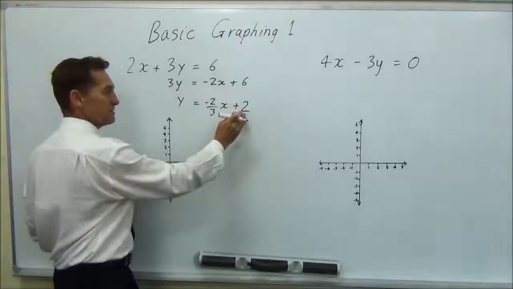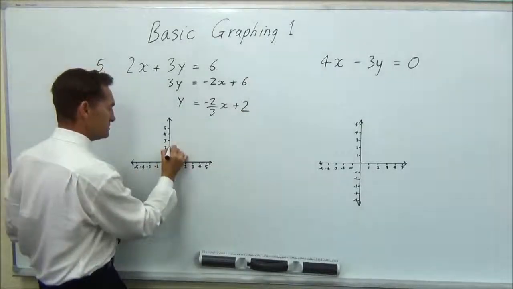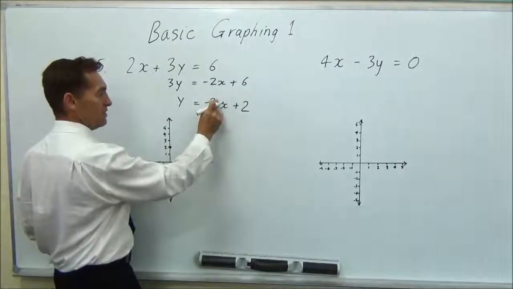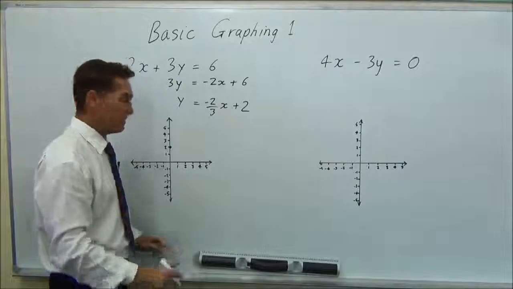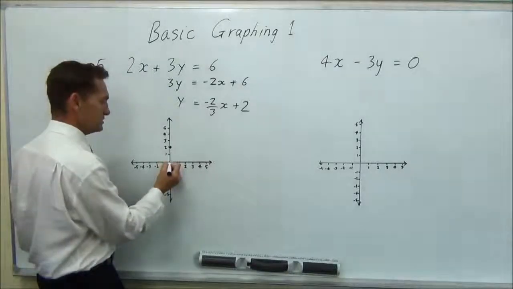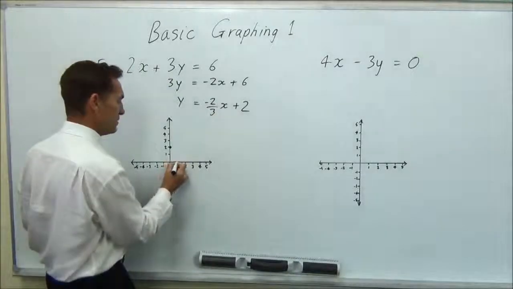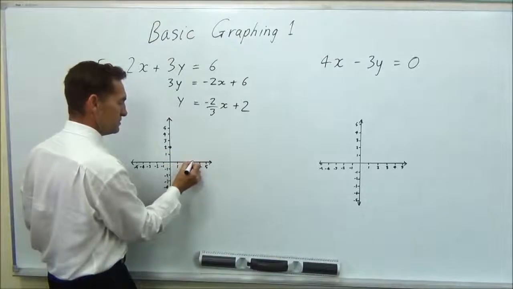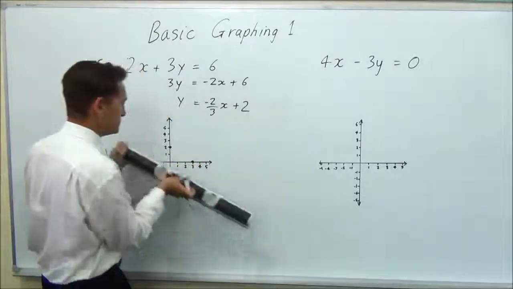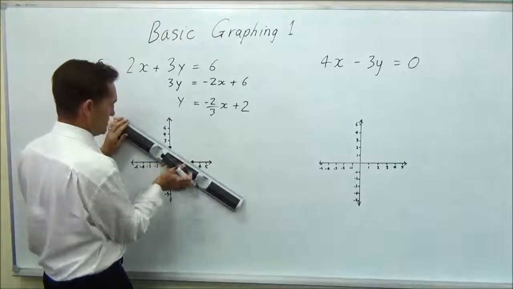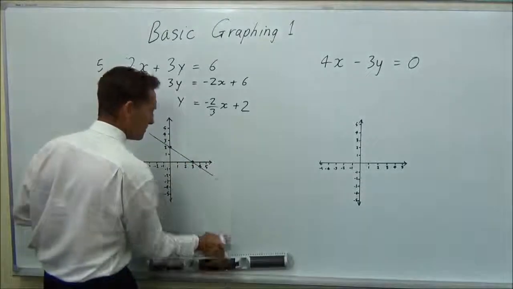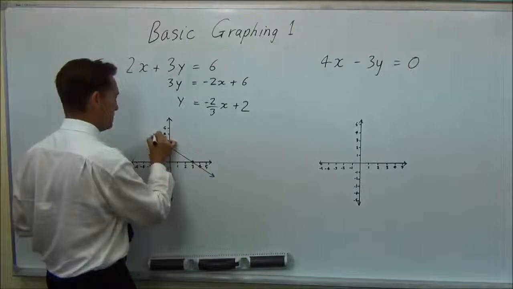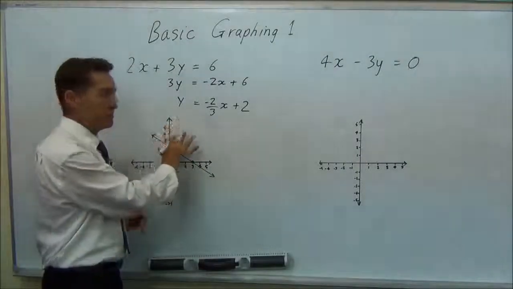Now you look at 2, put a dot at 2, same as before. Rise over run, so I'm going to rise negative 2, I'm going down 2, 1, 2. I'm going to go across 3, 1, 2, 3. Put a dot, join the dots, and we're done. That's my line, and that should be pretty straightforward.